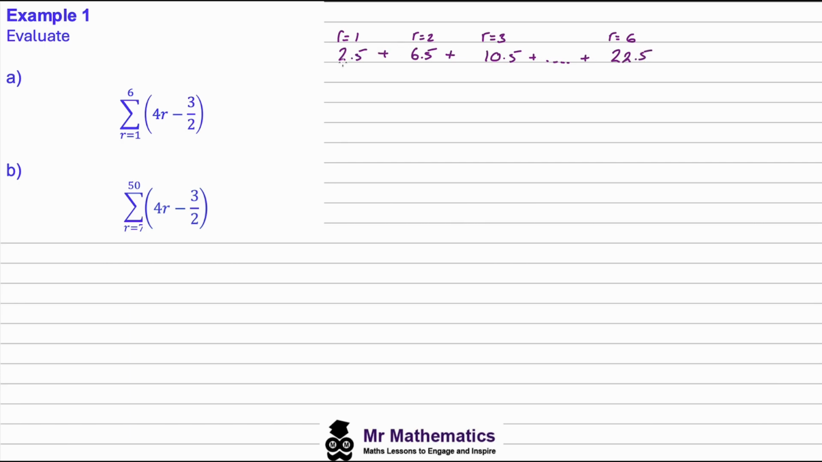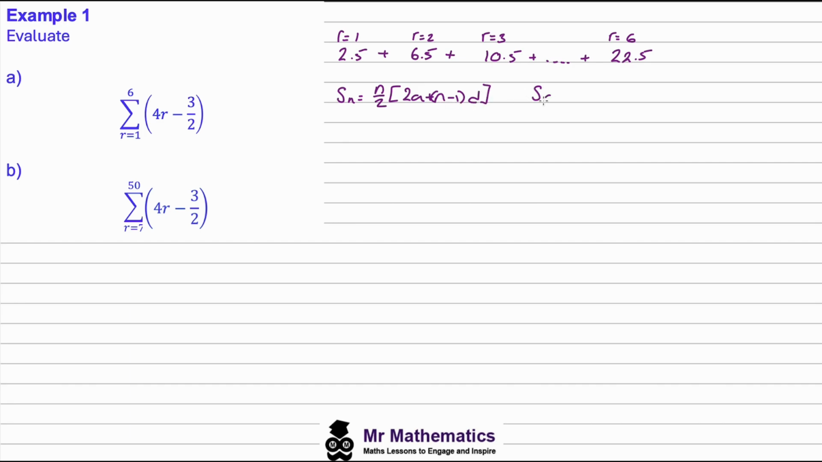So the way we can evaluate this series is we can use the standard formula for the sum of a series, n over 2 multiplied by 2a plus n minus 1 d. a is the first term, d is the common difference, and n is the number of terms.